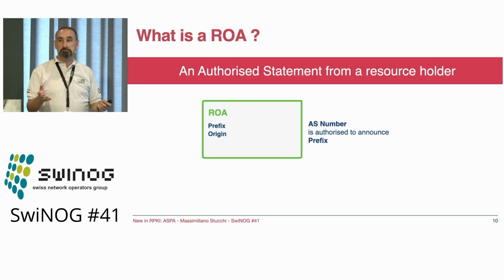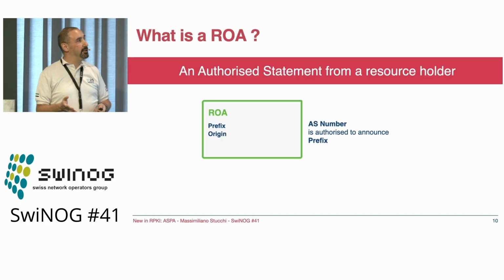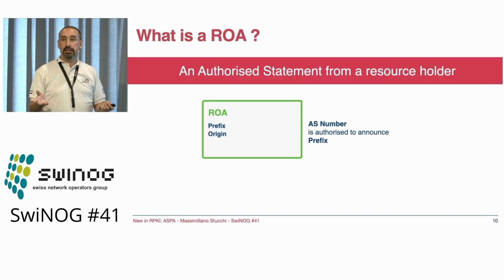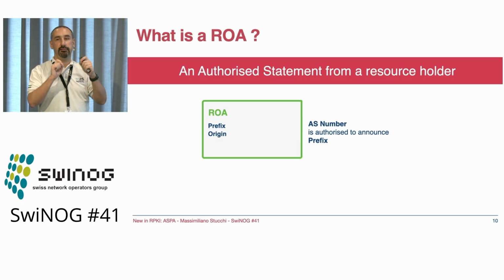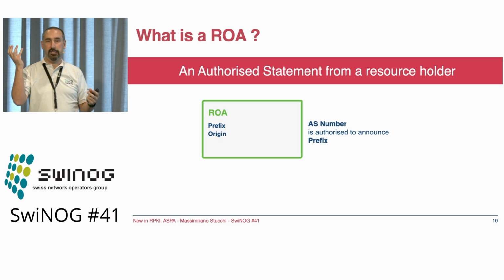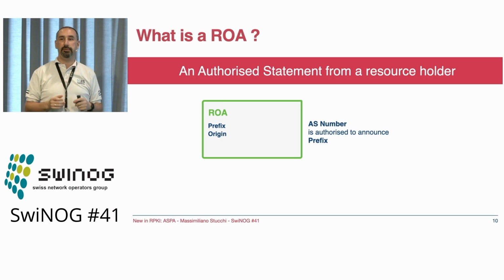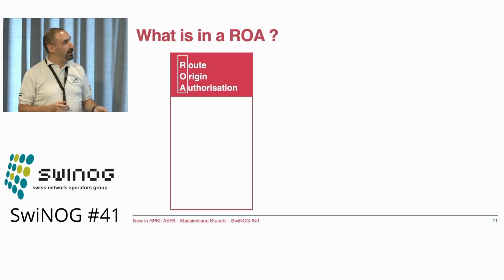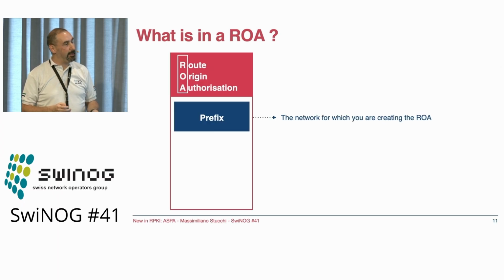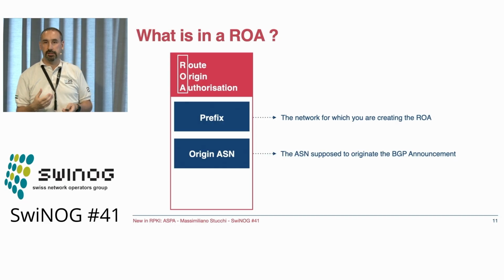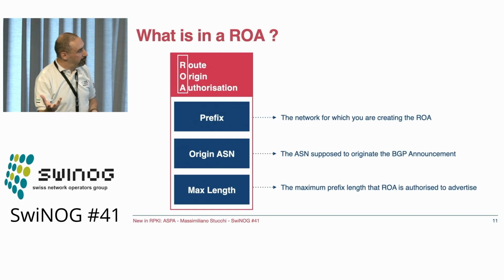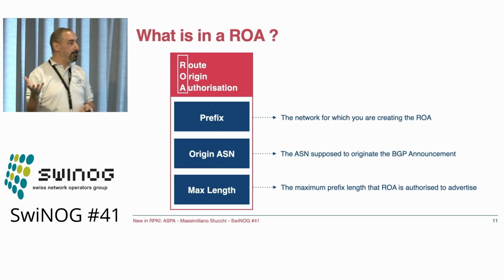It's a file that contains basically 3 things. We'll see them in the next slide. But the final thing is it's an authorized statement from a resource holder. Somebody has a network and says something could be done with that network. And we have 3 pieces of information. We have the prefix, we have the origin ASN, and then when they were designing the protocol, they thought about me, and they added a max length, an attribute with my name.